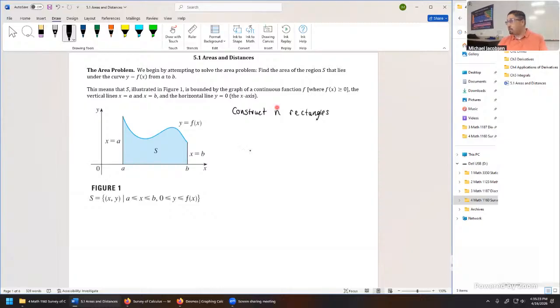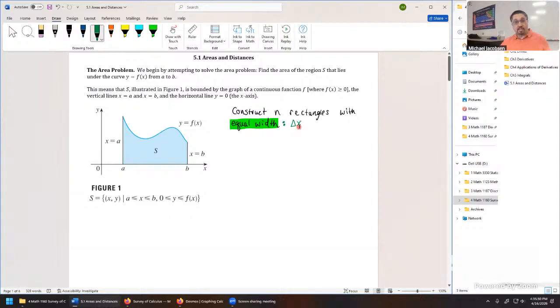But we'll construct n rectangles with equal width. That equal width will have a particular name that we're going to use in the formulas. The equal width will be delta x to match up with the x-axis. If that's a t-axis because it's time or something else, we might call it delta t and so on.